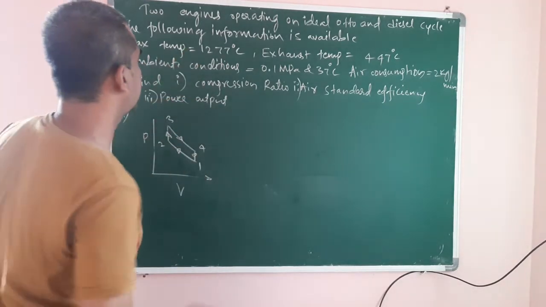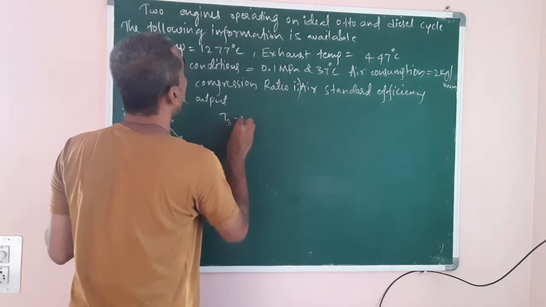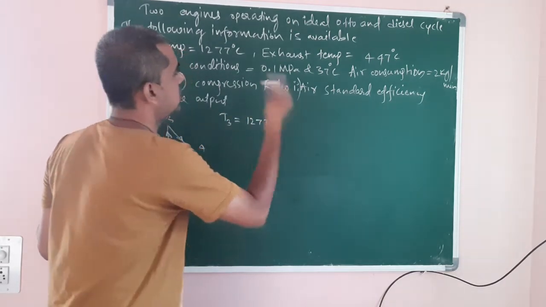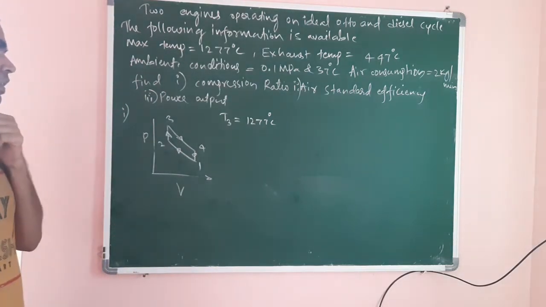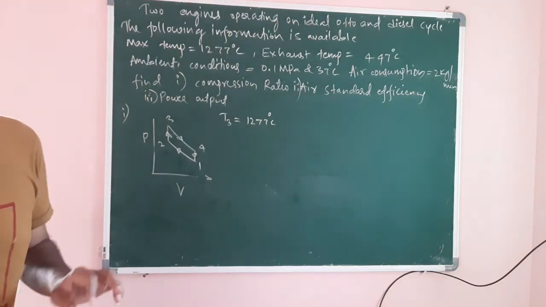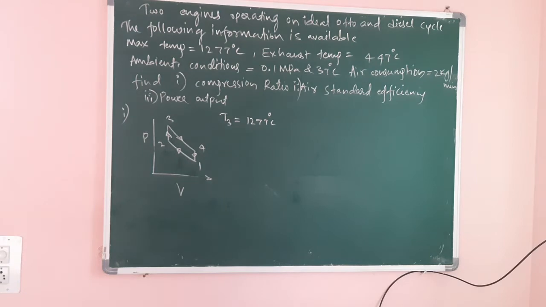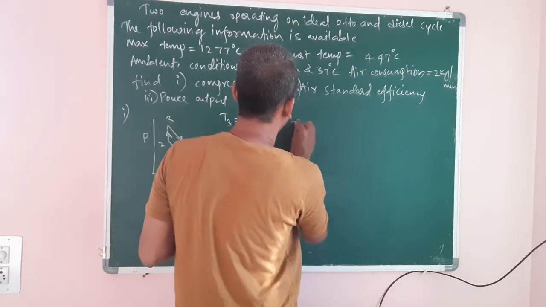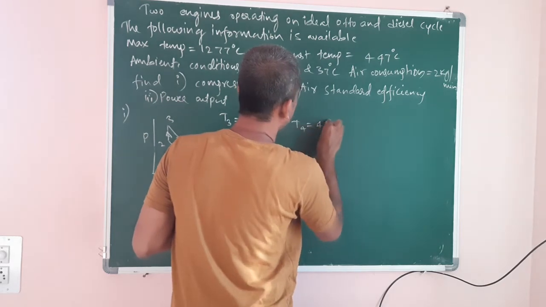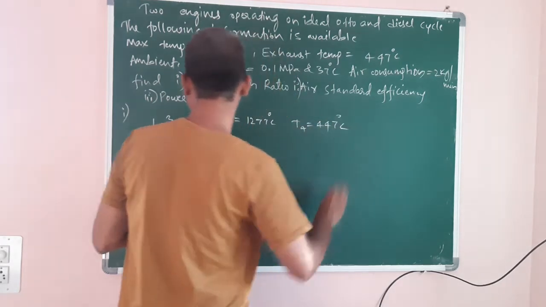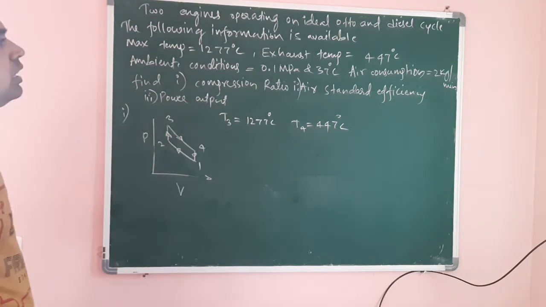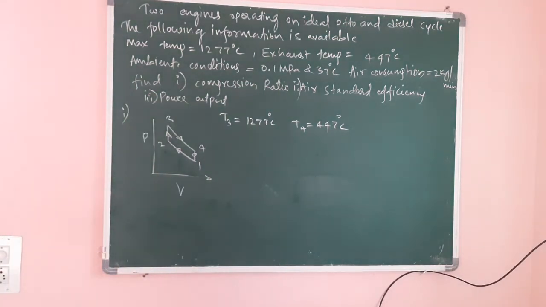Maximum temperature means T3, T3 equal to 1277 degrees Celsius. Exhaust temperature means T4. They have given T4 equal to 447 degrees Celsius, because at this temperature after expansion the gases will exhaust. Okay, next, what is given?